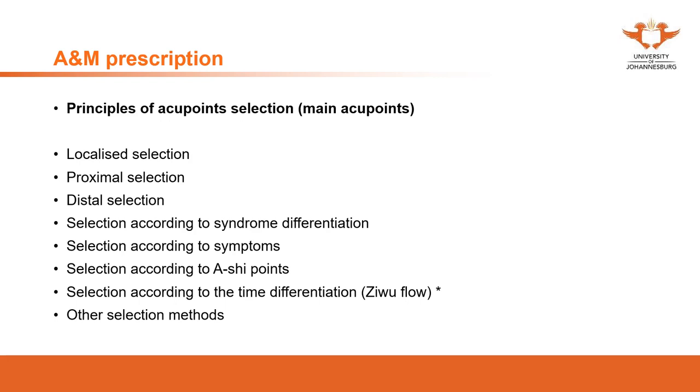Other selection methods include the specific points, meaning we have different categories of specific points, and also sometimes we can apply the experience of famous practitioners, so we can learn from their experience. We can use those points and apply them to your practice. These are some principles that we need to think about.